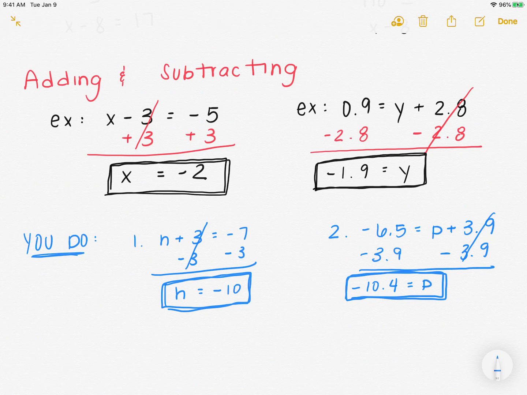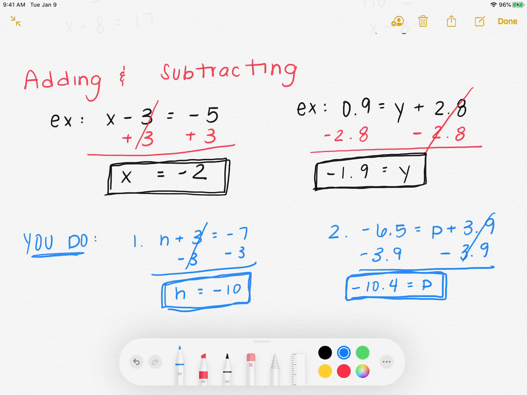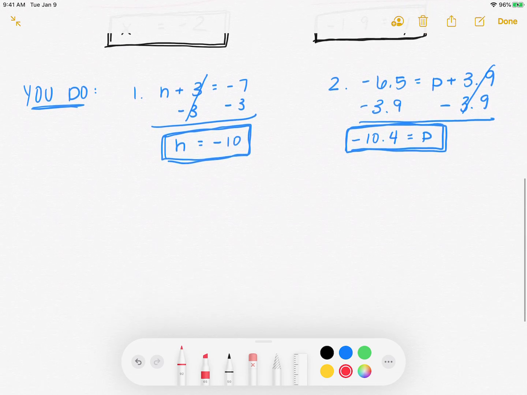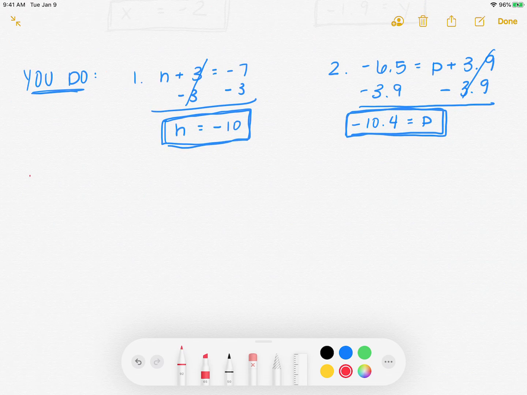I thought I was going to be able to stump you with the decimals, but it didn't slow you guys down. We're going to get even fancier. Let's use some multiplying and dividing.